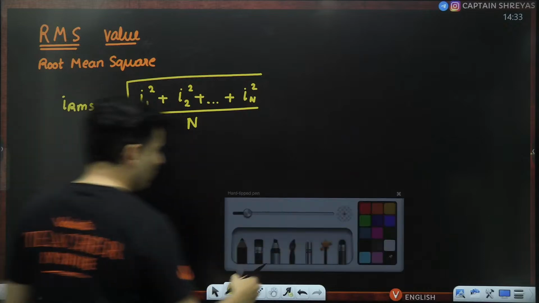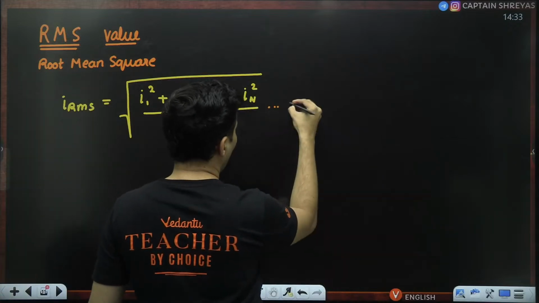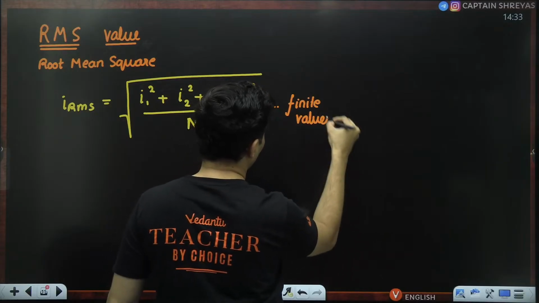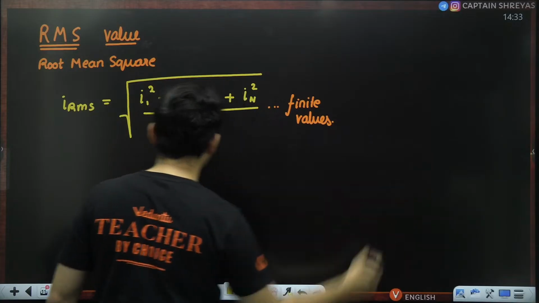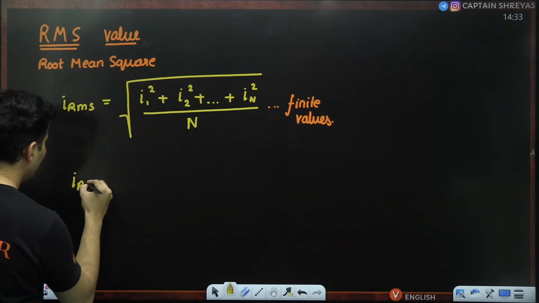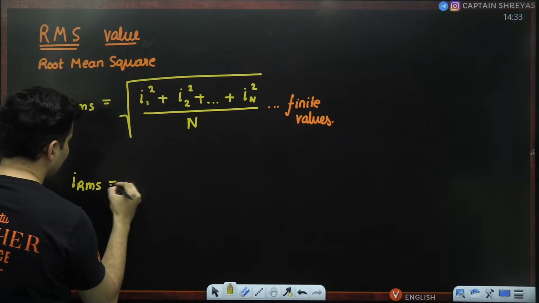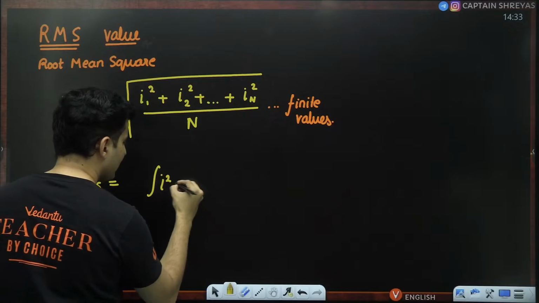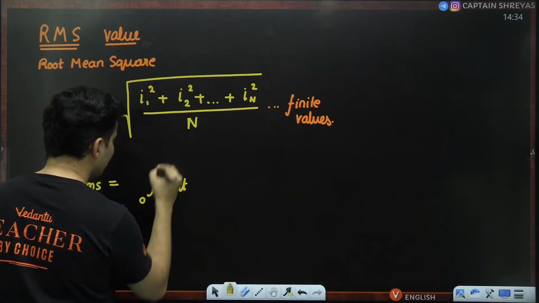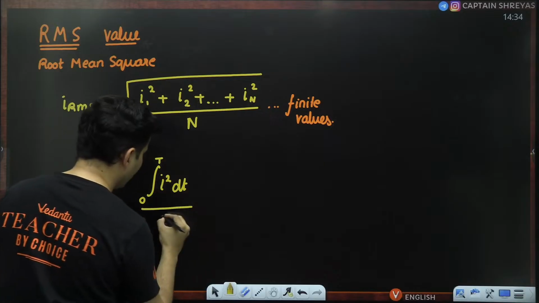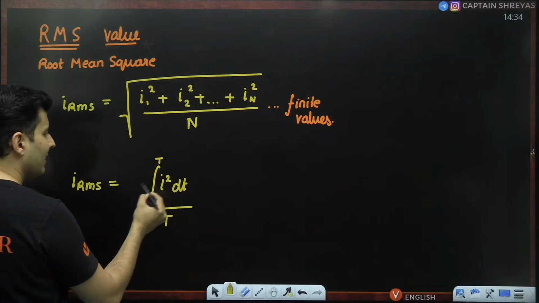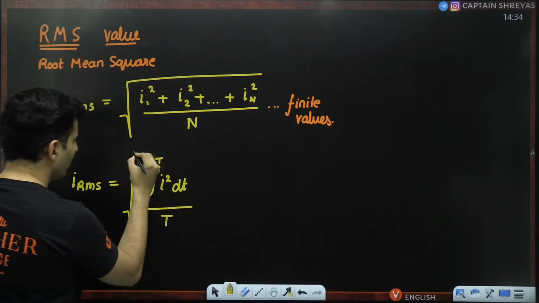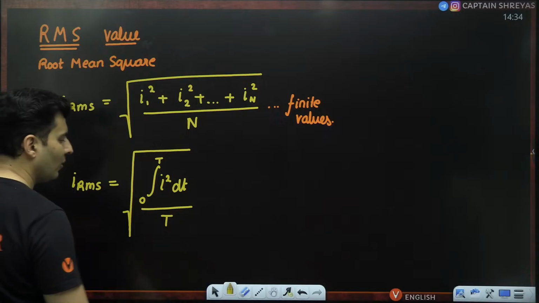But this is only going to be useful if you have a finite number of values. This is for a finite number of values, but typically the number of values might not be finite. So then what you do is integration of I squared dt from 0 to T, the whole thing divided by T. This is like taking the average of I squared and eventually putting it inside the root. So this is how you do it.